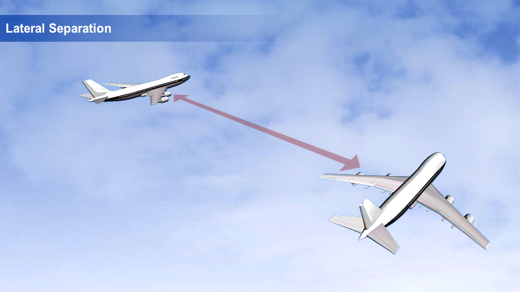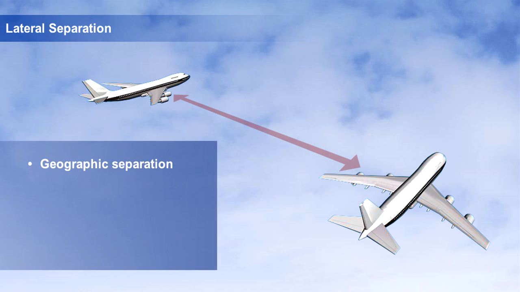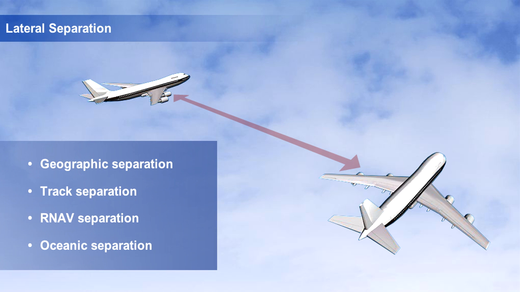The means by which separation minima and criteria can be more formally applied include the following: geographic separation, track separation, RNAV separation, oceanic separation.